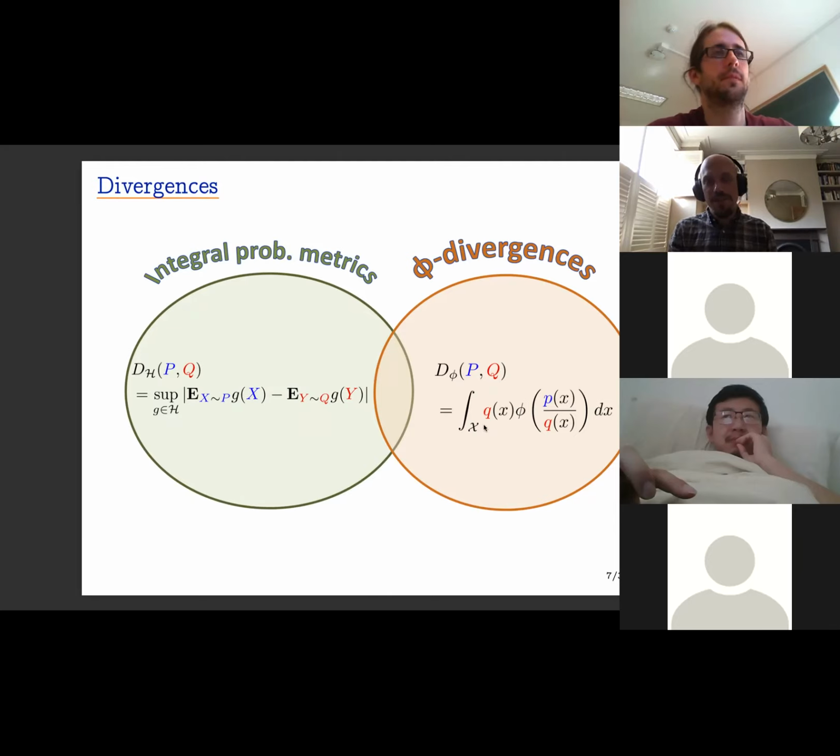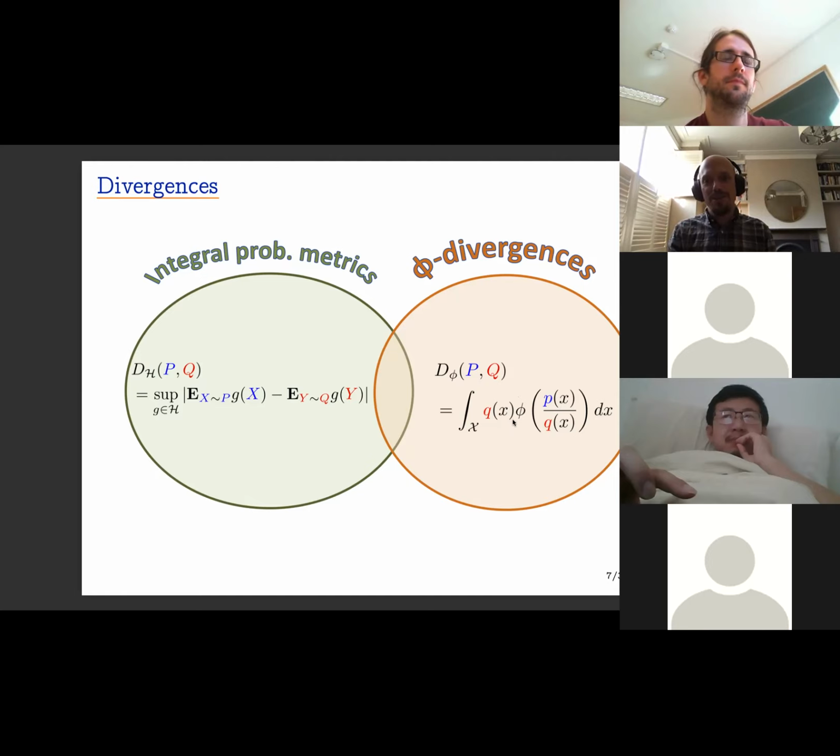Now, the phi divergences are the ones that are based on the ratio. For the purposes of notation here, we're going to assume that P and Q have densities with respect to Lebesgue, and that the ratio of P to Q is well defined. In this case, I'm going to take the expectation of some function of the ratio of P to Q, and that's going to be my divergence measure.